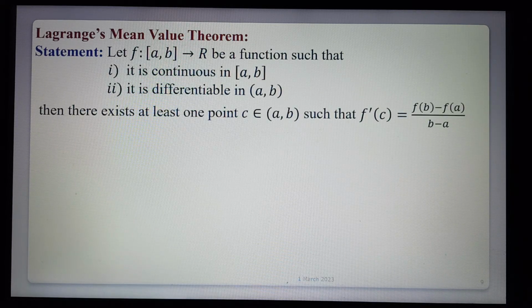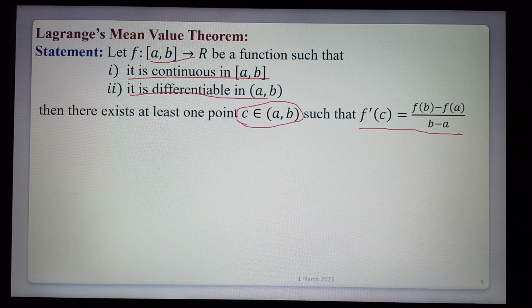Let f from the closed interval [a, b] to R be a function such that it is continuous in the closed interval [a, b] and differentiable in the open interval (a, b). Then there exists at least one point c between a and b such that f dash of c is equal to f of b minus f of a by b minus a.